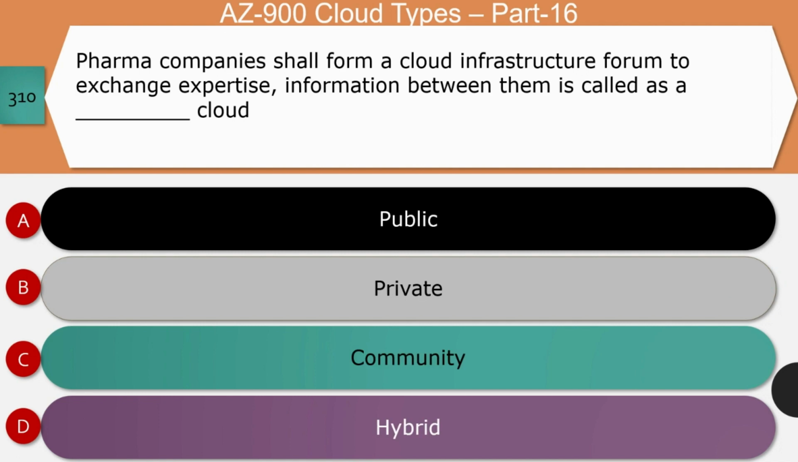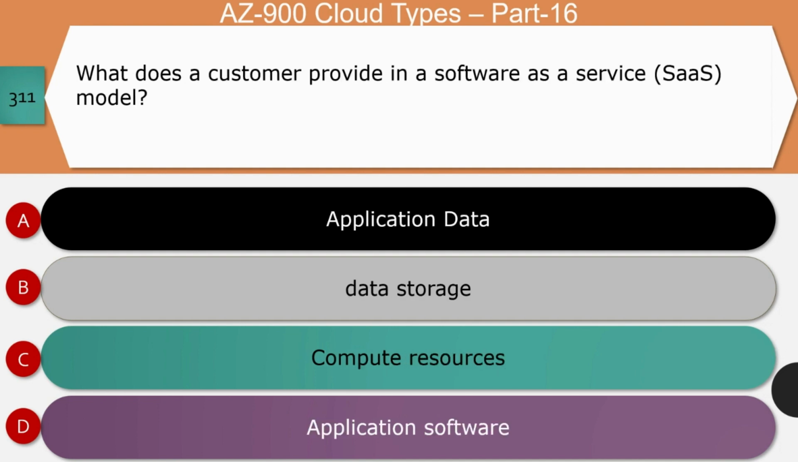Next question. Pharma companies shall form a cloud infrastructure forum to exchange expertise and information between them. It is called a dash cloud. Is it public, private, community, or hybrid? The right answer for this question is option C, that is community. Let's see the reason for choosing this option. Organizations or companies connect together to form a community cloud to meet their specific business need. In this particular case, pharma companies connect together to share their expertise. This model is called community cloud. And so option C is the right answer.